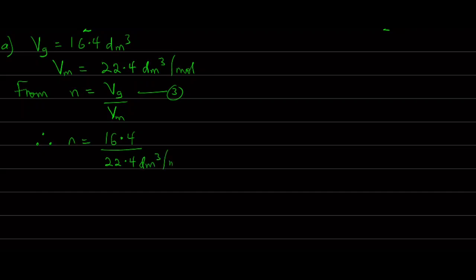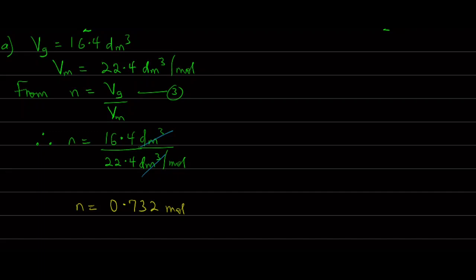Okay, let's work with the units for us to be sure we are on the right path. In this case, dm cube cancels dm cube, so we obtain our number of moles. So this is what we are going to have. That means if one mole gives us a volume of 22.4 dm cube, then 0.732 mole will give us a volume of 16.4 dm cube.